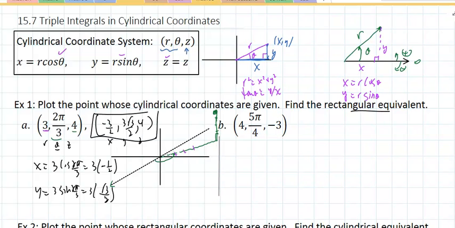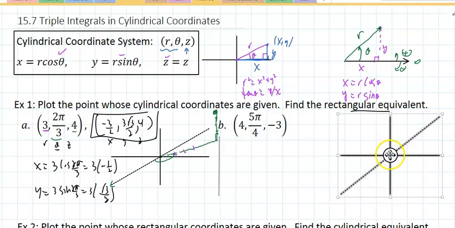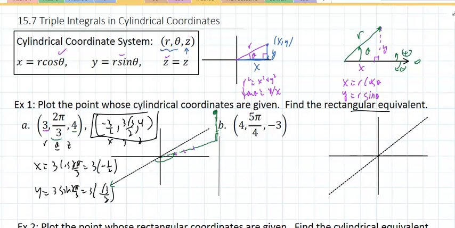And if I'd like to plot the next point on my list, I would rotate to 5 pi over 4, that is lining up right there. And I move 1, 2, 3, 4, and since z is negative 3, I move down 1, 2, 3, and here I am. So that's under the floor.